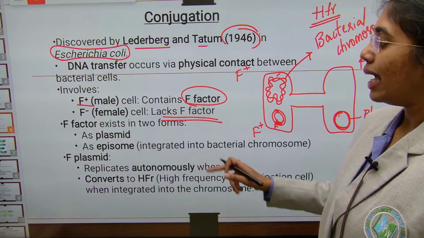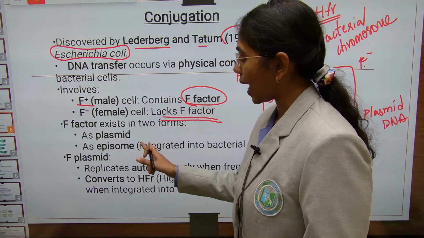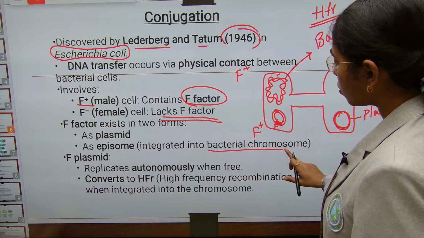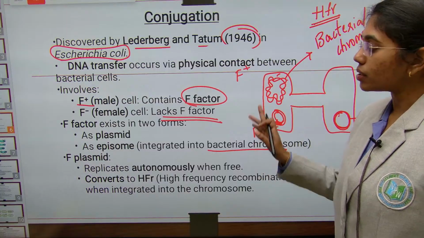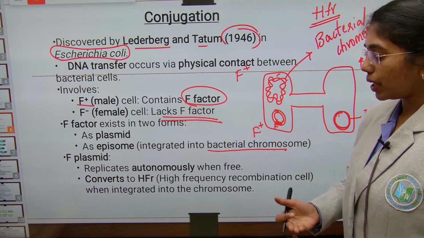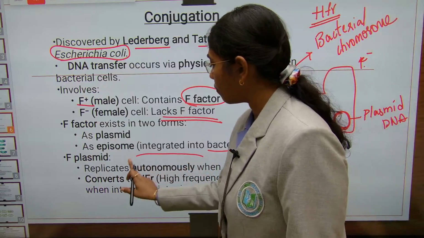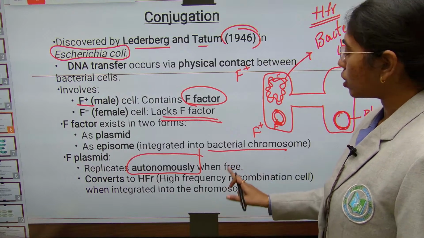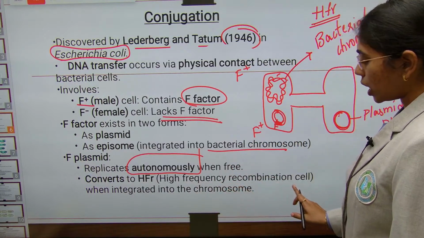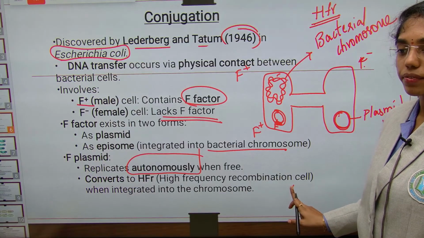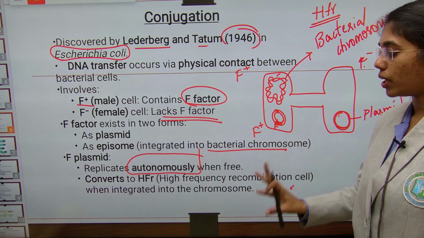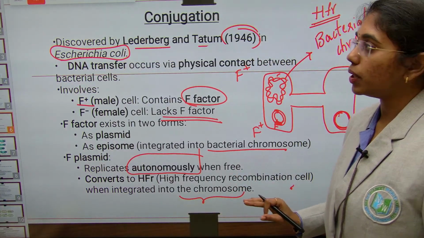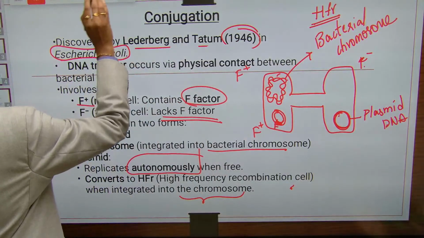The F factor exists in two forms, as plasmid and as episome. If the F factor is integrated into the bacterial chromosome, it is addressed as an episome. The F plasmid will replicate autonomously when it is free. It will convert to Hfr, a high frequency recombination cell, when it is integrated into the chromosome. Clear with the F plasmid? Now we will clearly see how the conjugation is happening.